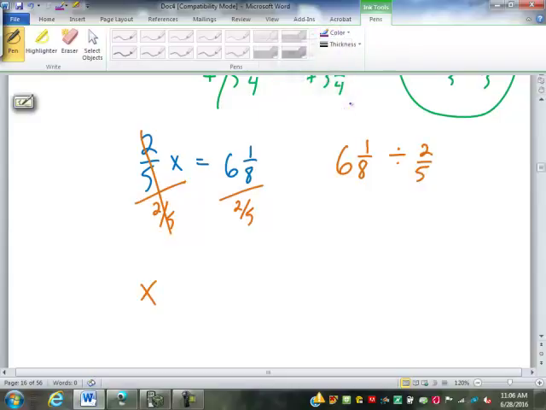I'm going to combine a couple steps here. 6 1/8 becomes 49/8. Then I'm going to do this times 5/2. I'm going to do the reciprocal. 49 times 5 is 245. 8 times 2 is 16. Which reduces to 15 5/16.